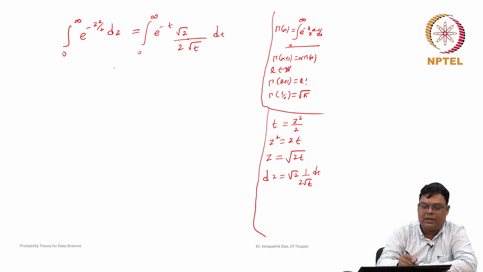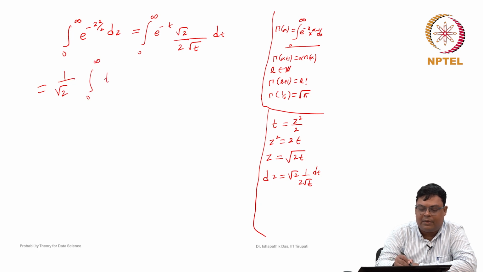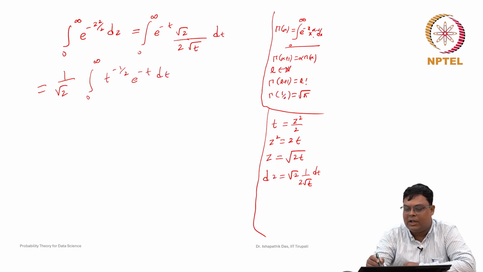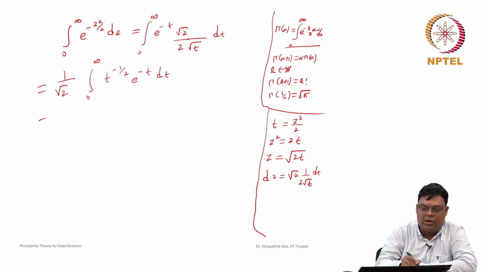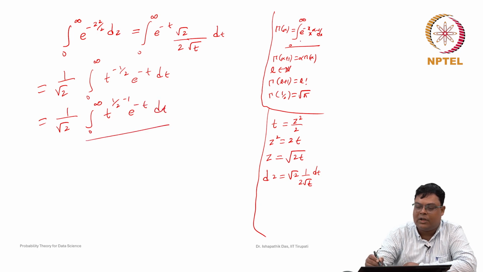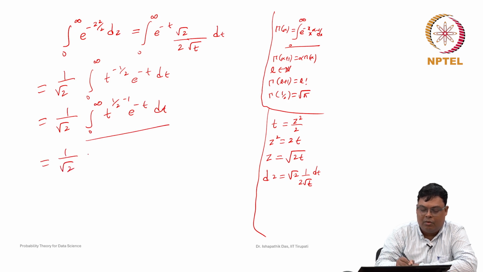So let us simplify this. This is 1 root 2 by 2, which is 1 by root 2, integral from 0 to infinity of t to the power minus half e to the power of minus t dt. This looks the same, you just have to find the power. You have to write it as alpha minus 1. So this is 1 by root 2 integral 0 to infinity t to the power of half minus 1 e to the power of minus t dt. Then it looks very much like the formula of gamma. So it is 1 by root 2 gamma half.